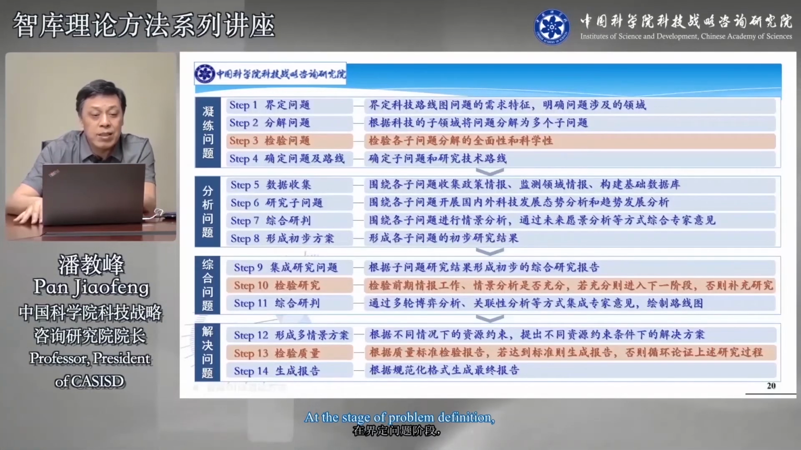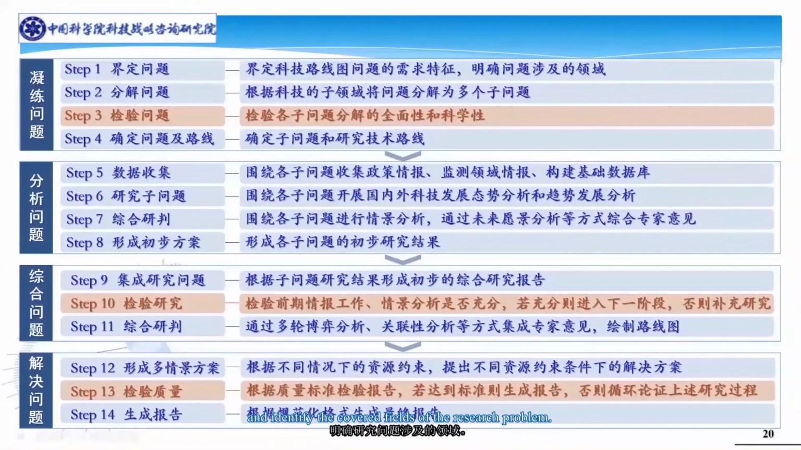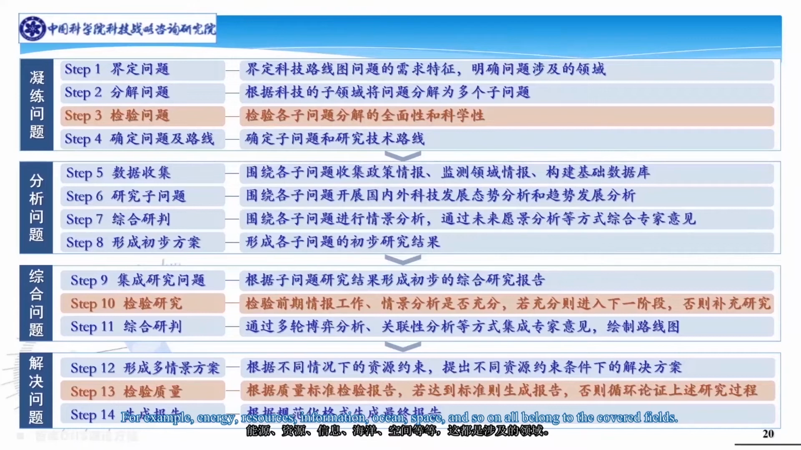At the stage of problem definition, at first, we define the demand of science and technology roadmaps and identify the covered fields of the research problem. As mentioned before, the covered fields are divided into 18 fields. The field number was first 17 and then public security was added. For example, energy, resources, information, ocean, space, and so on all belong to the covered fields.